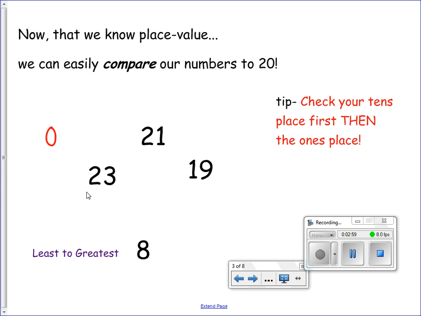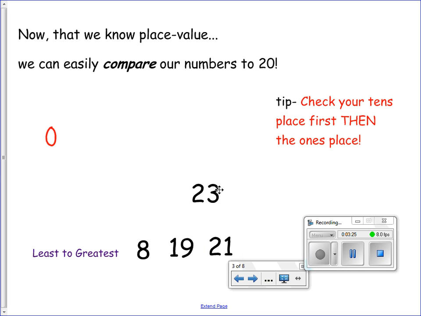Then I compare the other tens. Here I have 2 tens. Here I also have 2 tens. And here I have 1 ten. So automatically I know 19 is the next smallest number. Then I compare the ones place, because these two numbers have the same number of tens. So in this number I have 3 ones, and in this number I have 1 one, so I know 21 comes next. So obviously the greatest number would be 23. If my directions were to order the numbers from greatest to least, I would do the opposite.